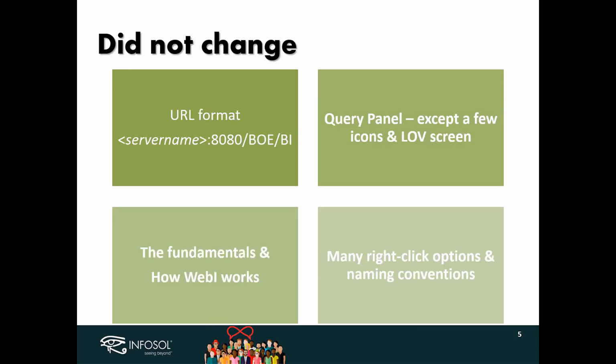There are many right-click options that you will find as you used to in the 4.2 environment, and most of the naming conventions are the same, which is notable since SAP always has a tendency to come up with new names. But I think you will find that most of the names, the terms you're used to in WebI, are still the same.